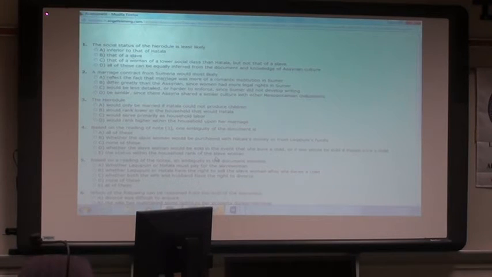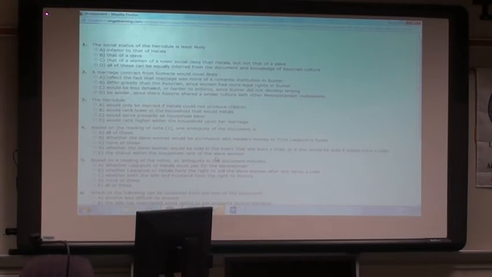Let's see, the marriage contract would most likely reflect that marriage was more of a romantic institution in Sumer. Do you get that from it? Not at all, right? Differ greatly from the Assyrians, since women had more legal rights in Sumer. Well, we read the book, we know they didn't have legal rights through most of the history. Would be less detailed or harder to enforce, since Sumer did not develop writing. You know, that's a basic one, we know. Of course it did. Be similar, since the Assyrians shared a similar culture with other Mesopotamian civilizations. Good, I see everybody's getting to that one, so that's good.